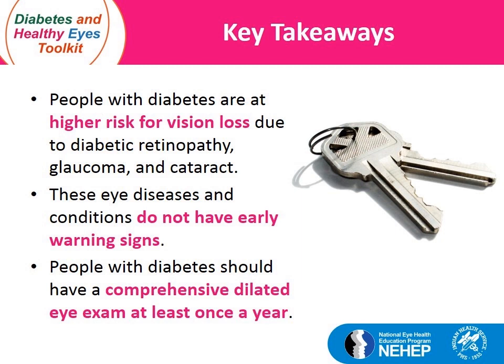There are 3 key takeaways from this section of the webinar. First, people with diabetes are at higher risk for vision loss due to diabetic retinopathy, glaucoma, and cataract. Second, these eye diseases and conditions do not have early warning signs, so people with diabetes may be losing their vision without even noticing it. And third, early detection is the key to protecting vision. People with diabetes should have a comprehensive dilated eye exam at least once a year.